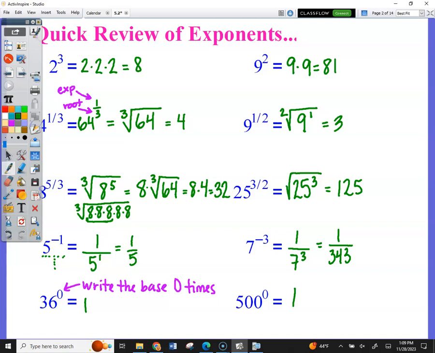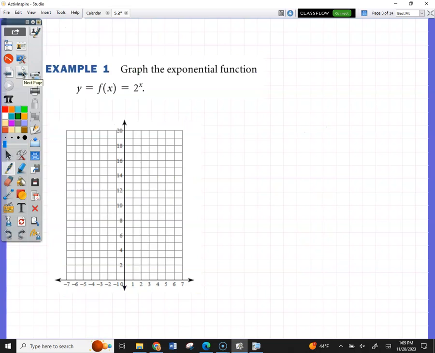Yes, ma'am. Graph the exponential function f of x equals 2 to the x power. We know it's exponential because where is the x? It is in the exponent, hence the name. It's exponential because the x is in the exponent's place. And if you go and look at the graph, the curve is increasing or decreasing exponentially, depending on what type of function we have.